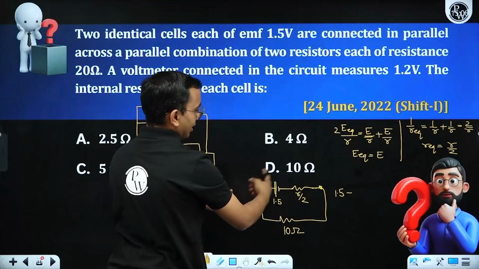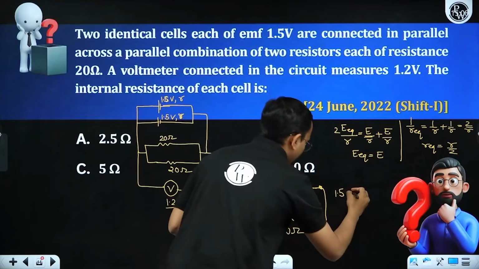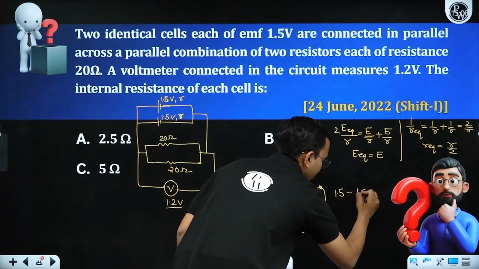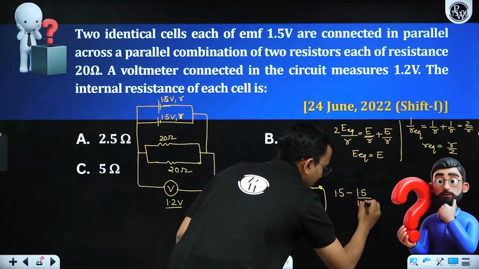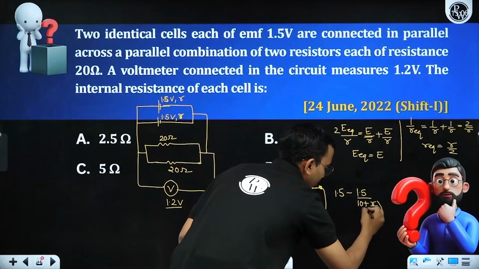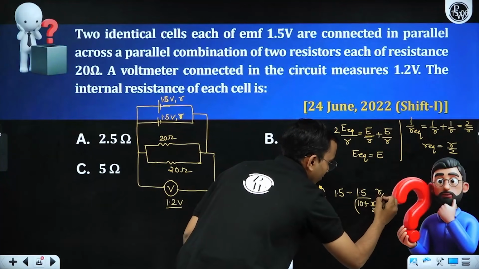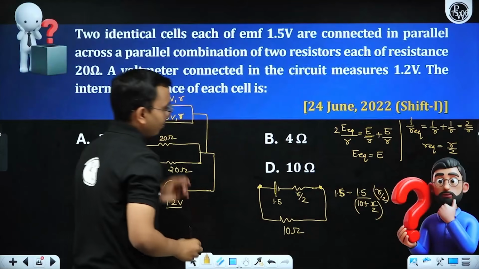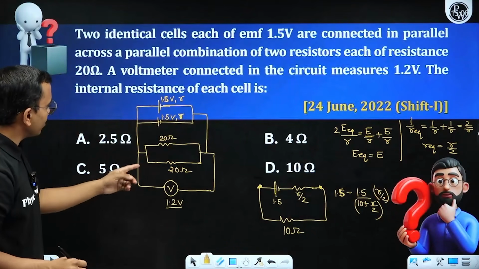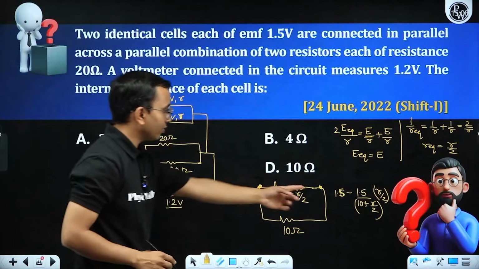What is the current here? 1.5 divided by the total resistance, 10 plus R by 2, into R by 2. And this is given to us as 1.2. How did I write this equation?